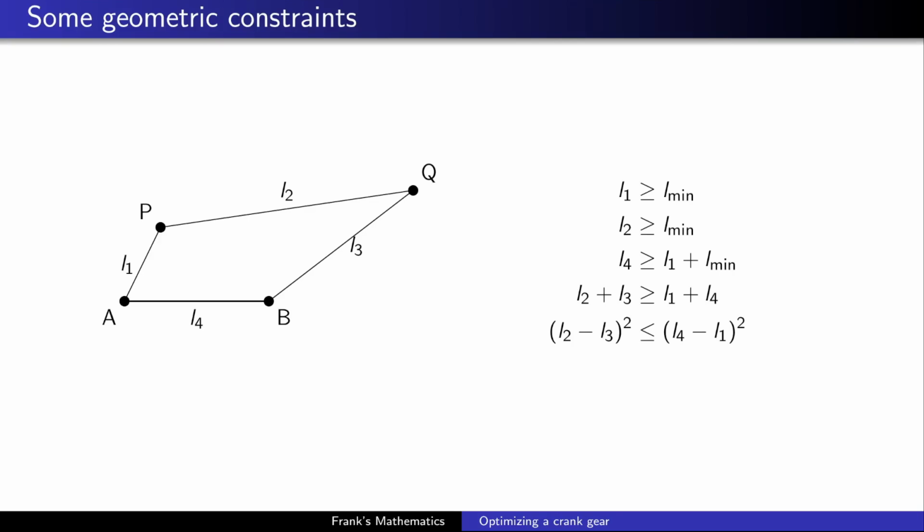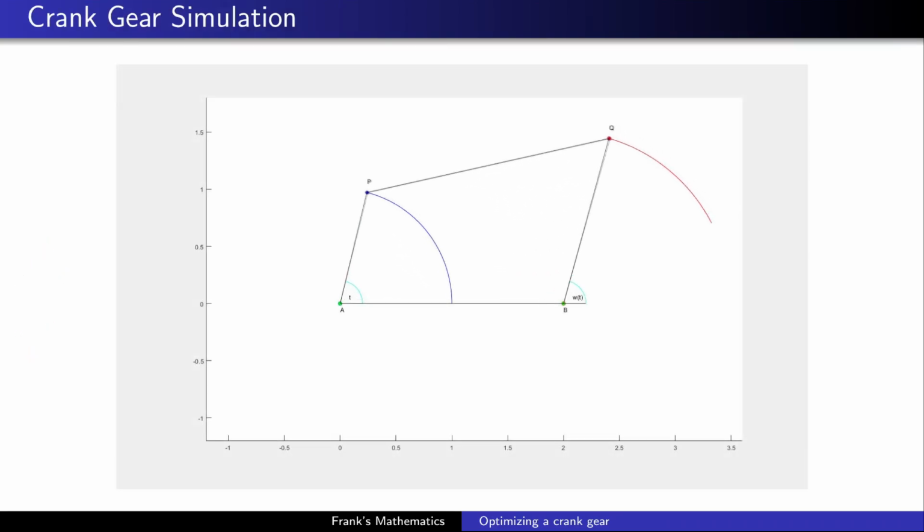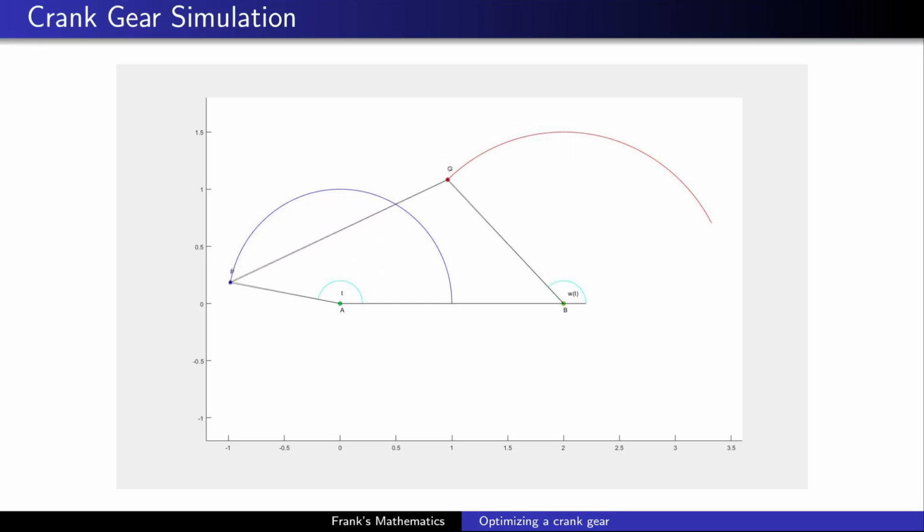On the left side, you can see our crank gear, and on the right-hand side, you can see the 1, 2, 3, 4, 5 constraints which we need to impose to ensure that the point P can freely move around the point A. Let's take again a look at the simulation, but now with additional information.